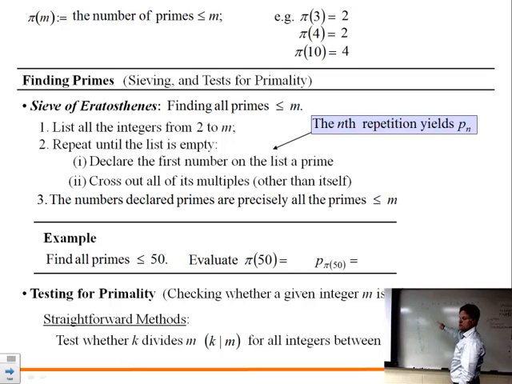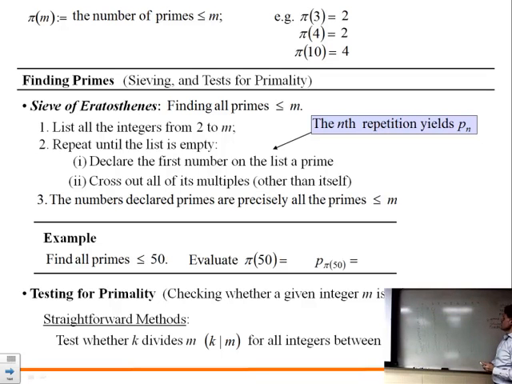So we declare the smallest number on the list to be prime. I'll represent that by a circle. And then we cross off all the multiples of 2 that are higher, because we know they're not prime because they're divisible by 2. So those are all the even numbers except for 2. So that's going to be all of these, all of those. Every other number.